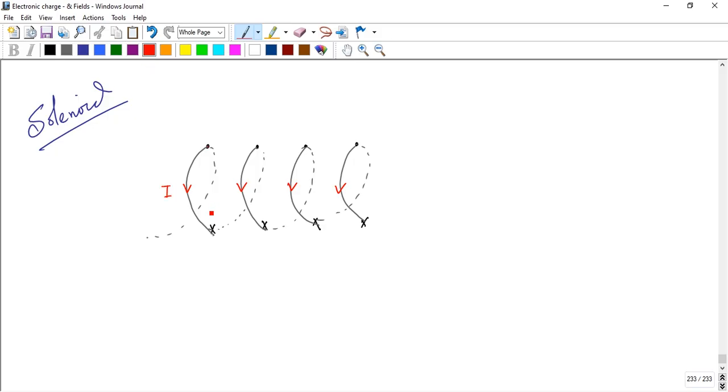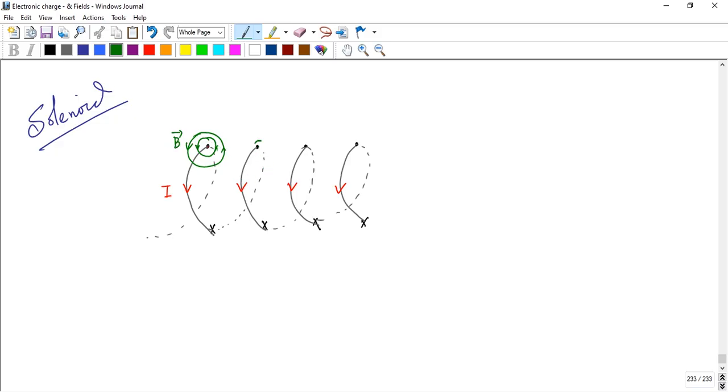Now if there is a current direction I, there is a magnetic field. So here is the magnetic field. Right hand thumb rule: the thumb represents current and the curl of the other fingers represents the magnetic field. So the magnetic field looks like this, in the anti-clockwise direction. That's the magnetic field B.